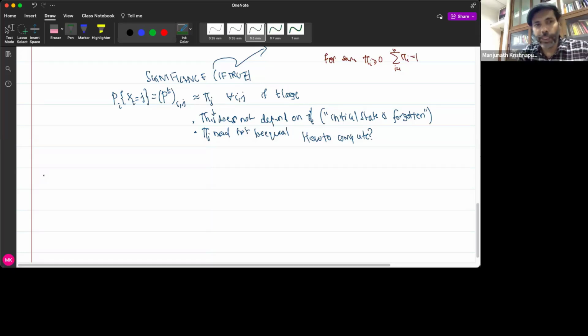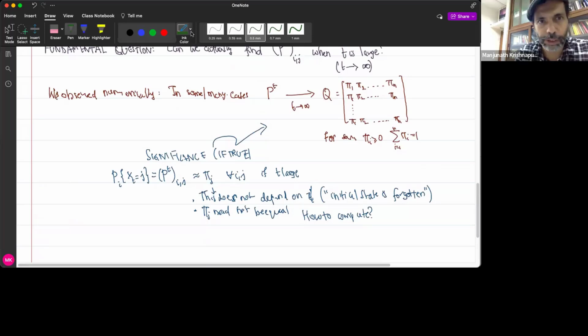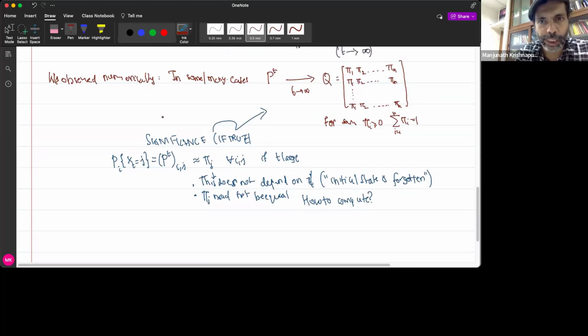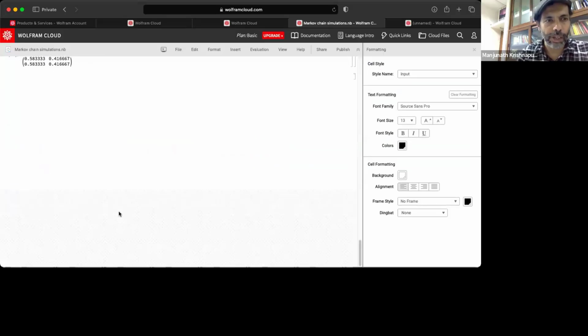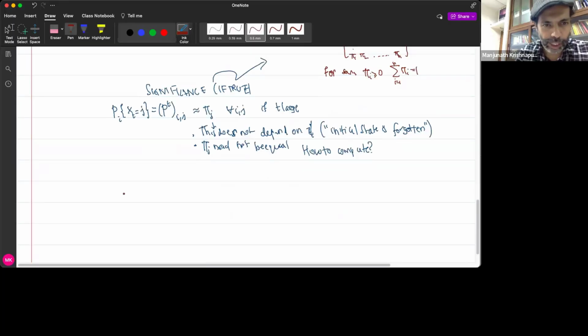Let's observe, by the way, straight away, that we observe numerically that this happens, but it's not always true. When is it not true? For example, no need to do this numerically. So, not always true.